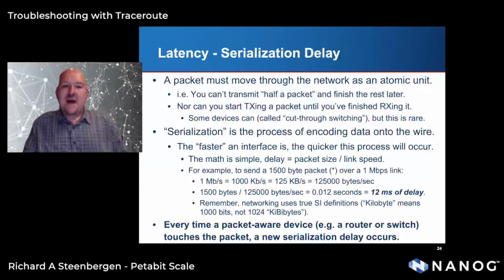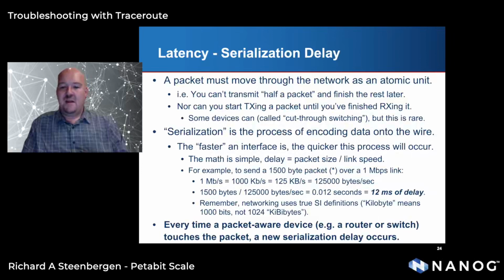A packet moves through the network as an atomic unit. So you can't do something like transmit half a packet and finish it later. It would be dropped. It would be a bad packet. Generally speaking, nor can you start transmitting a packet until you've finished receiving it. There's some exceptions to this. There's some devices that do what's called cut-through switching. But this is pretty rare.